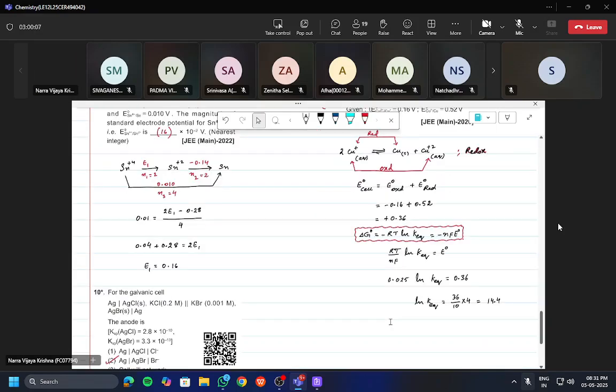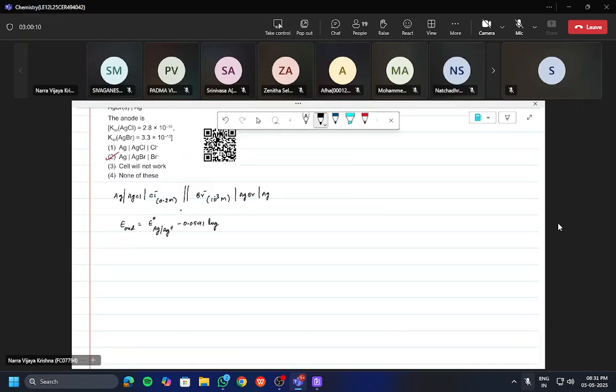So what do I have to write? KSP of AgCl in numerator. Denominator will be concentration of Cl minus. Now, this is cathode. What is E cathode or E reduction equal to? E naught of reduction for Ag plus to Ag minus 0.0591 log, concentration of Br minus upon KSP of AgBr.